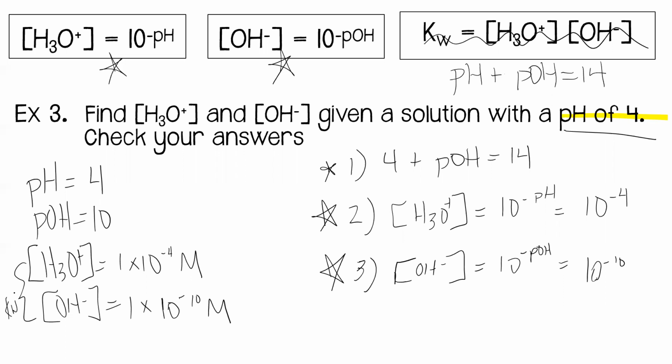So this is using a pH and a pOH only to find the hydronium and hydroxide ion concentrations. I do not have a concentration to use the Kw equation.